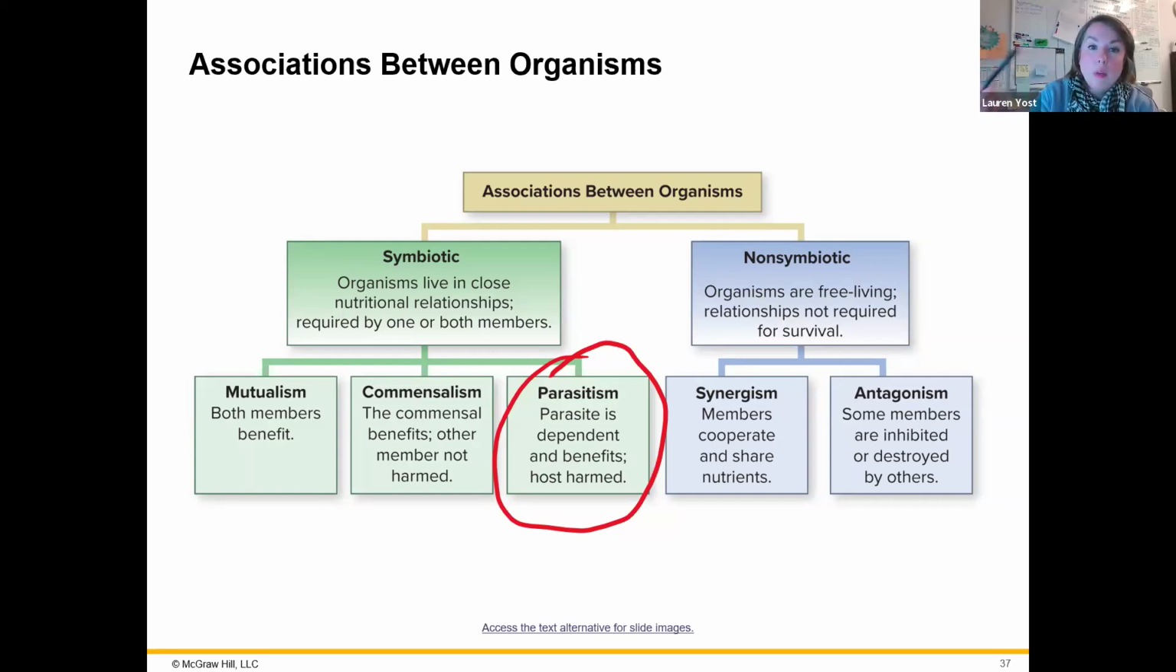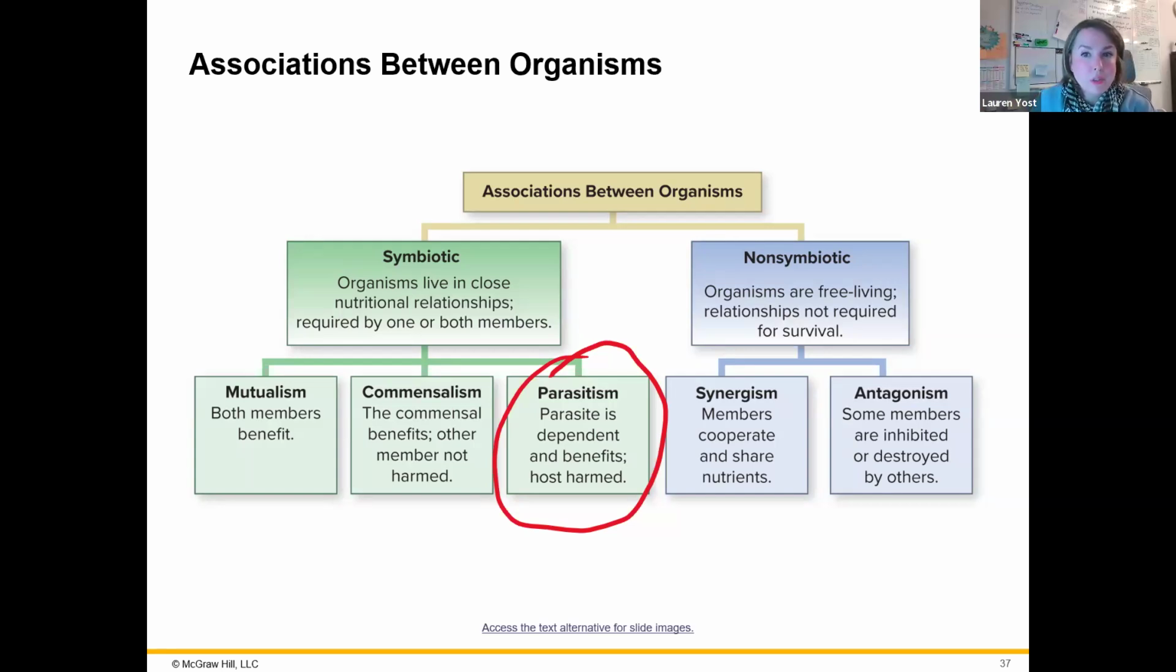For example, if we were talking about a viral infection like COVID, COVID has to live in your cells and use your cell's machinery and your cell's resources in order to multiply. And that's causing harm to you. COVID is a parasite and you are a host. It's a type of symbiotic relationship.